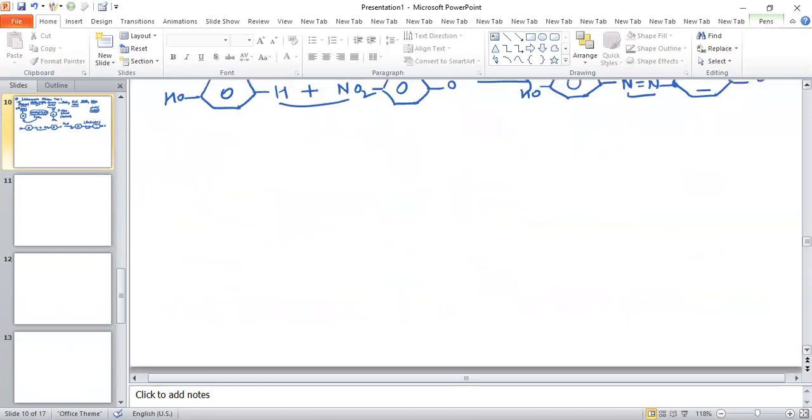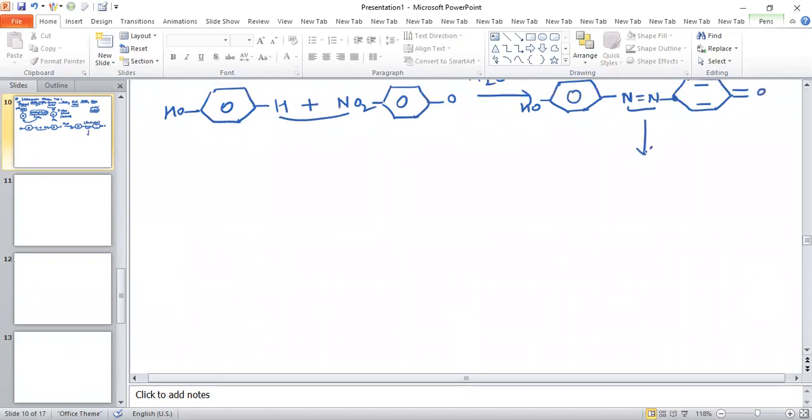Now, after the red color, when you add NaOH to this, what happens? When NaOH is added, this H plus will be replaced by Na plus.